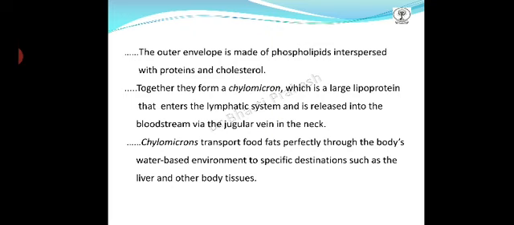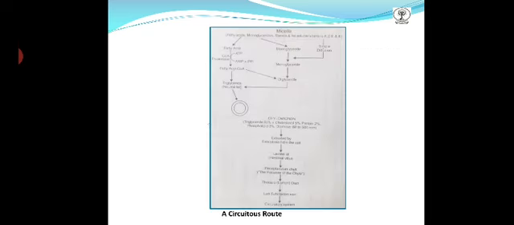Together, they form a chylomicron, which is a large lipoprotein that enters the lymphatic system and is released into the bloodstream via a jugular vein in the neck. Chylomicrons transport food fats perfectly through the body's water-based environment to specific destinations such as the liver and body tissues. This picture will clearly explain how the transport of fats takes place.